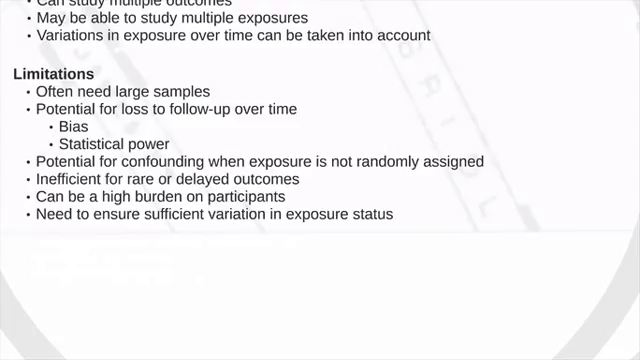Limitations. We often need really big samples. Most health outcomes are not super common, luckily. So you may really need a cohort of 10,000 people to end up with enough breast cancer cases or colon cancer cases that you can say something about what led to those cases.